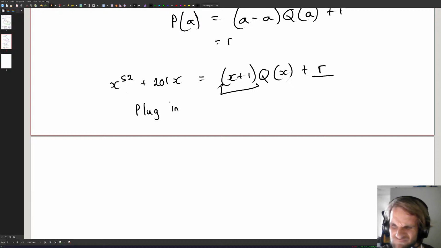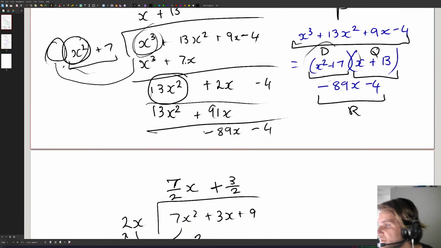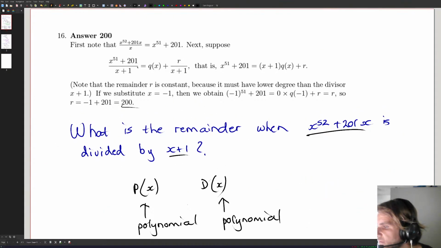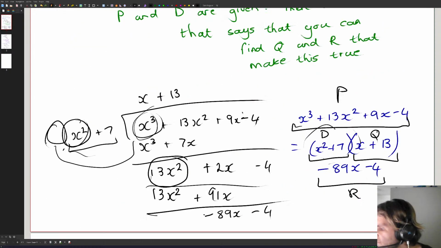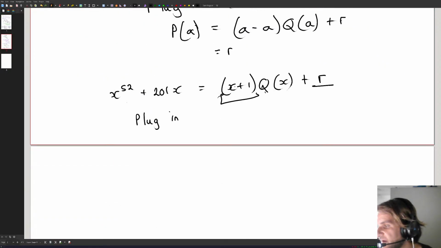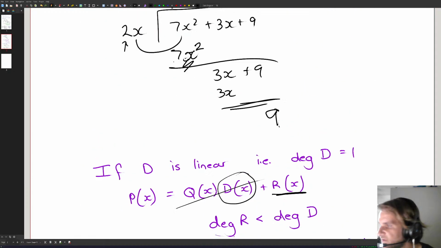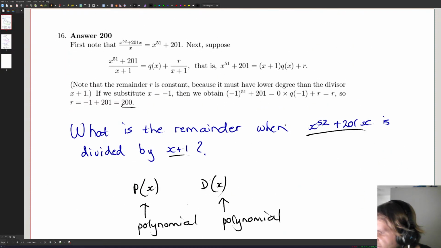I don't know why they did that. That's not necessary. You can get away without doing it. And you get that 1 minus 201 is equal to r, i.e. r is minus 200.